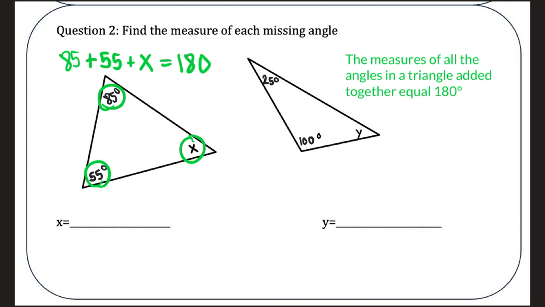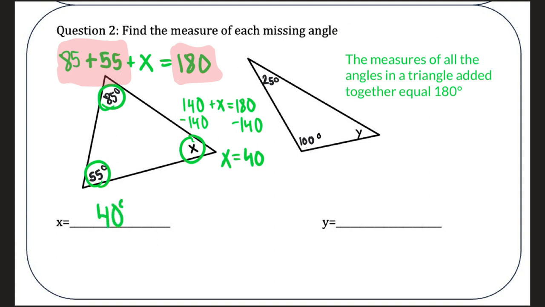180 degrees. Okay, so we can do this a couple ways. We can add the 85 and the 55 together and then subtract it from 180, or we can subtract them each individually. I think doing an addition is a little bit easier, so we're going to add 85 plus 55, which would give us 140, plus our x equals 180. So to get rid of adding 140, we are going to subtract 140 there, and we end up with x equals 40. So x is 40 degrees.